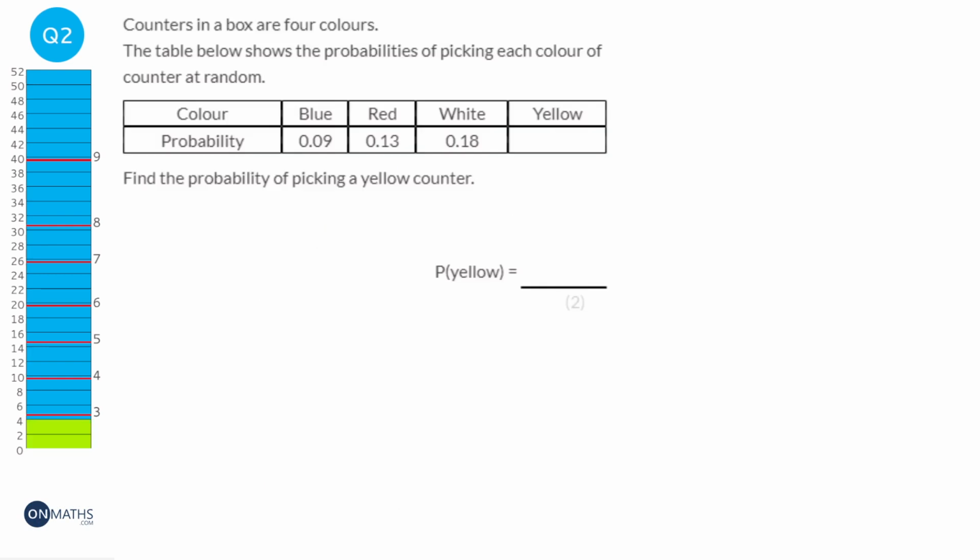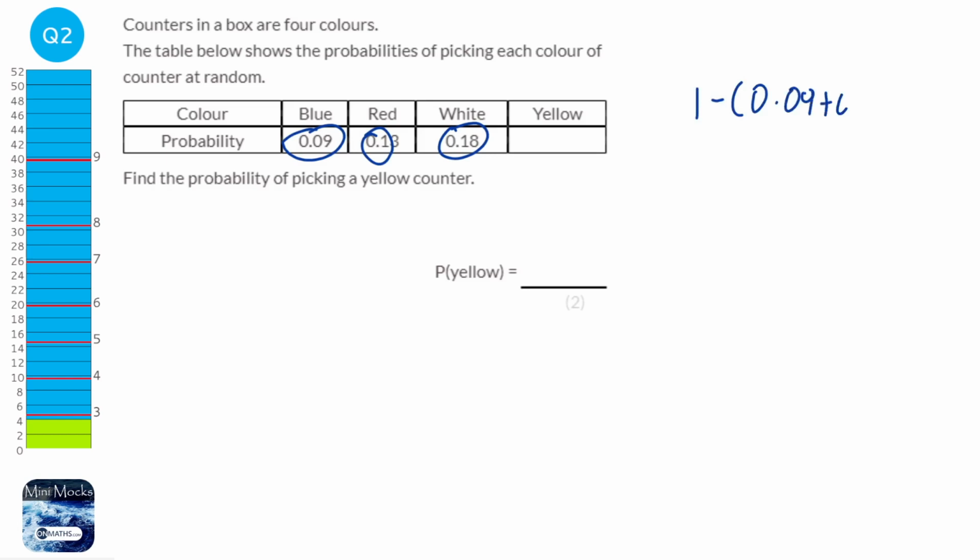All probabilities have to add up to 1. So what I'm going to do is take these probabilities away from 1. So we're going to do 1 take away 0.09 plus 0.13 plus 0.18, and so that's going to be 0.4. 1 take away 0.4 is 0.6.